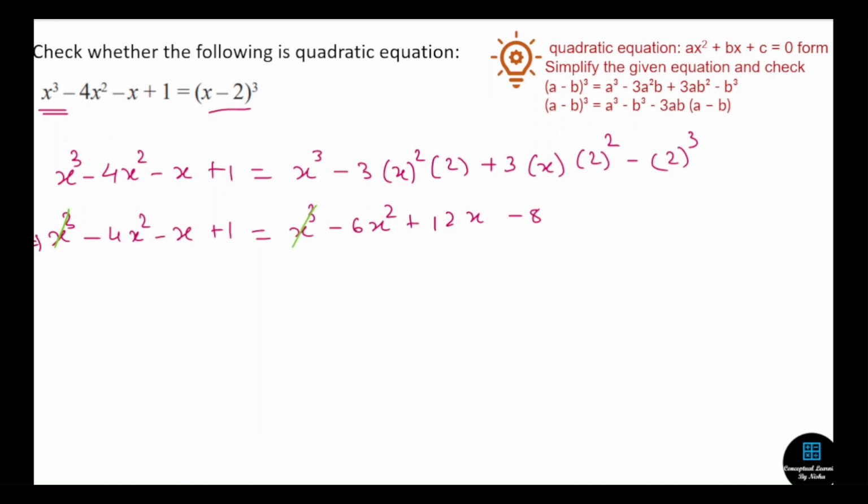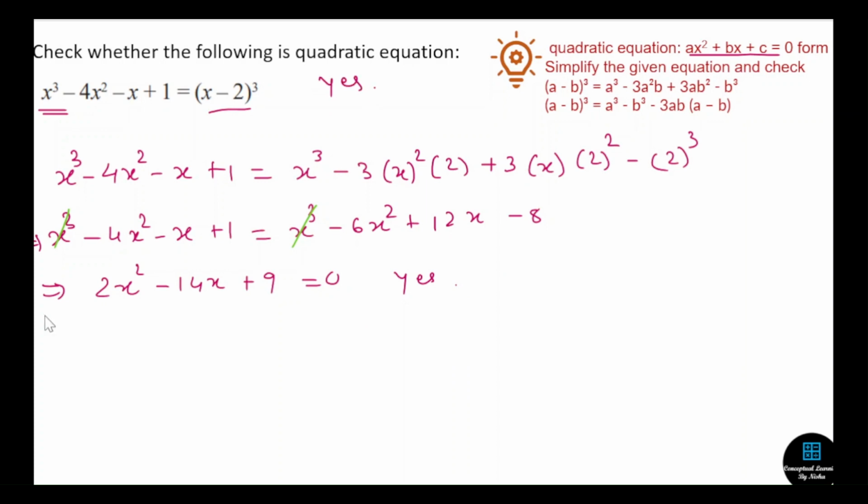And now I can easily say that I can cancel out this x³, okay? And I can simplify by bringing everything to the left hand side. So what do we get? 2x² − 13x + 9 = 0. And it is the standard form, ax² + bx + c = 0. So yes, it is a quadratic equation, right? So I can say yes for this.